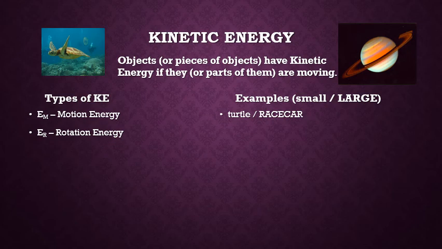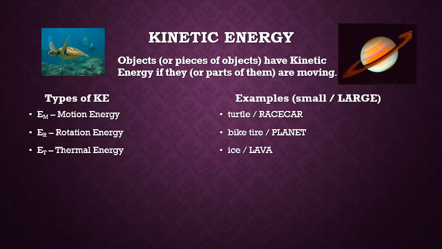Rotational energy is another kind of kinetic energy. A bike tire has rotational energy as it spins around the axle, and a planet has a large amount of rotational energy as it goes around the sun. Thermal energy is another kind of kinetic energy, and this is because what actually makes things warm is the motion of the particles that they are composed of. So the faster molecules move, the more thermal energy something has. So ice has a low amount of thermal energy, whereas hot lava, molten rock, has a high amount.